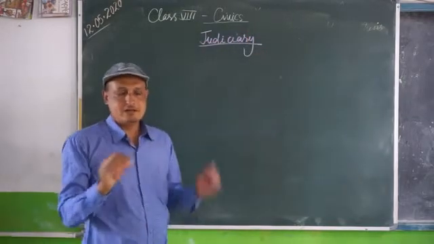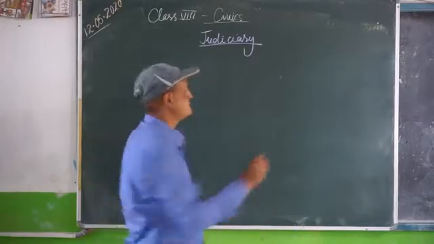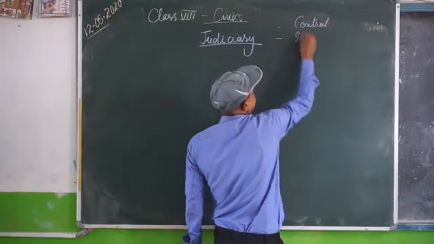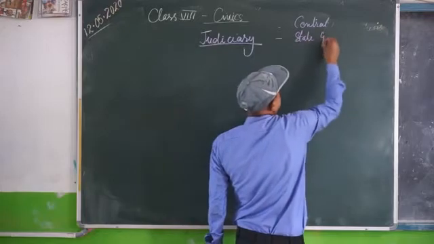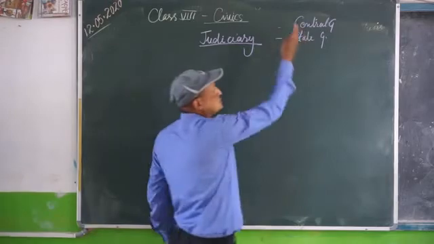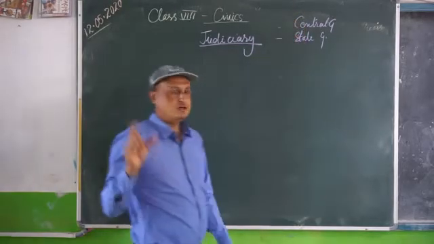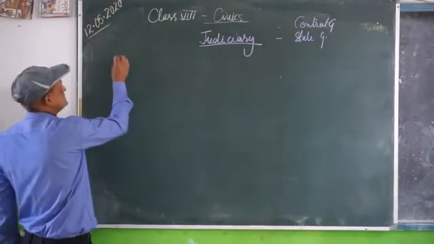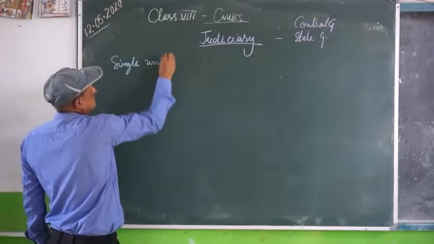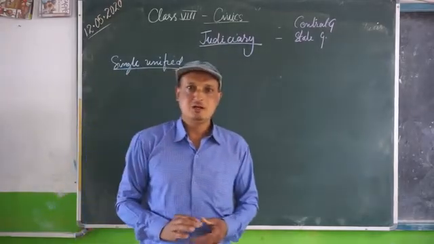Now, India has a federal system of government with two governments, that is, a central government and the state governments. Though we have a federal system of government in India with two sets of government, we have a single unified judicial system. Single unified judicial system in our country.